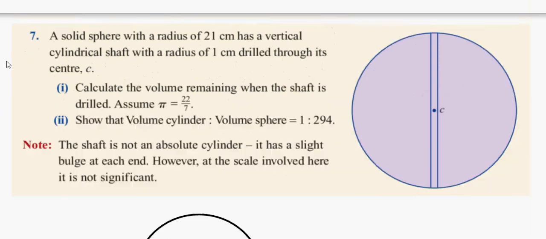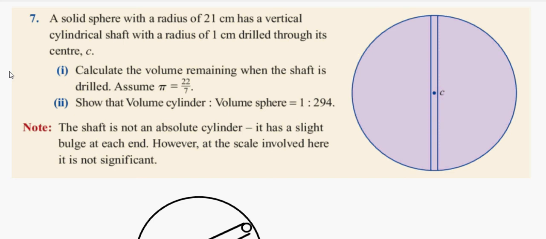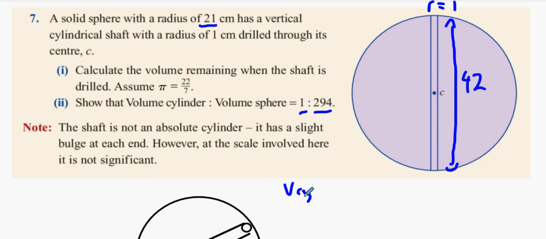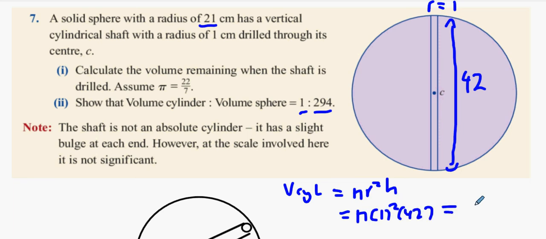Alrighty. Now, what do we need to find out here? Show that the volume of the sphere is 294 times bigger than the volume of the cylinder. Is that okay? Let's do the cylinder first. What's the height of the cylinder? 42. Why is it 42? What's the radius of the cylinder? 1. Volume of the cylinder is pi r squared h, which is going to be pi times 1 squared times 42. Is everybody happy with 42 pi?